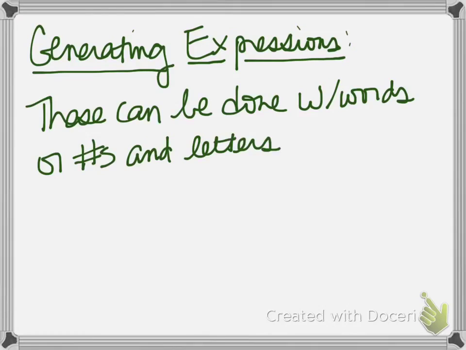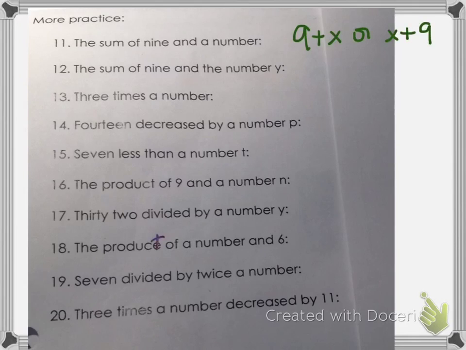There are two main ways to generate an expression. One way is to do it with words, and the other way is to do it with numbers and letters. Look at the first example here. It says the sum of 9 and a number. You can say 9 plus x, or x plus 9. That's because the commutative property says that no matter which way the number and variable are written, you're going to get the same answer. The second question says the sum of 9 and the number y. That is 9 plus y, or y plus 9.